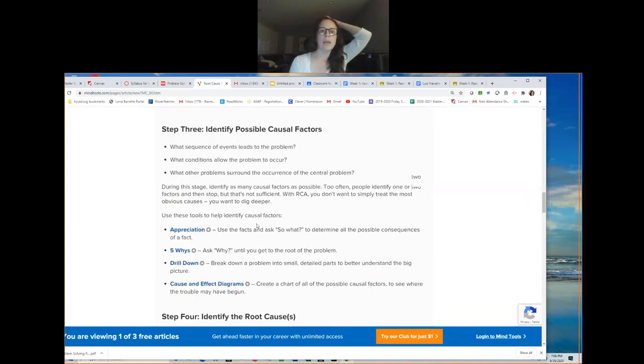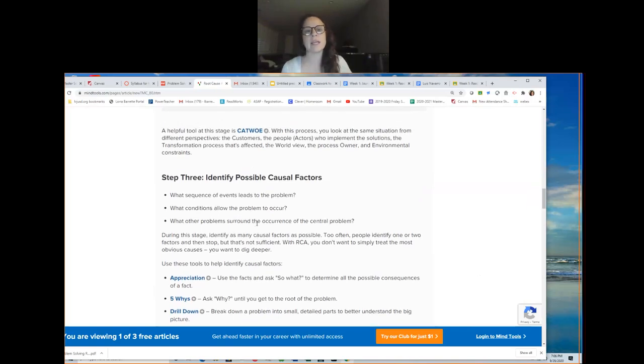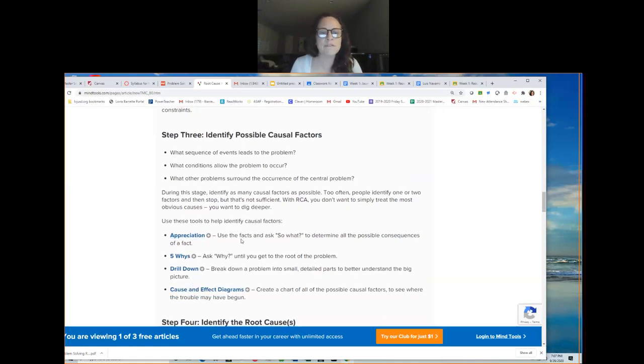Here it is. Okay, so this is step 3, identify possible causal factors. And it says, during this stage, identify as many causal factors as possible. Too often people identify 1 or 2 factors and then stop. But that's not sufficient. With RCA, you don't want to simply treat the most obvious cases. You want to dig deeper. It says, appreciation, use the facts and ask, so what? To determine all the possible consequences of a fact.